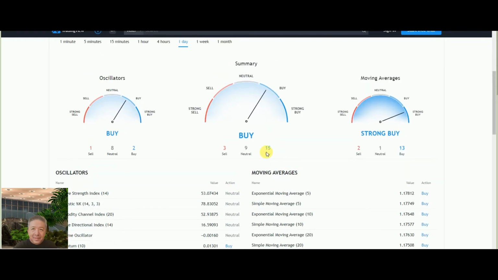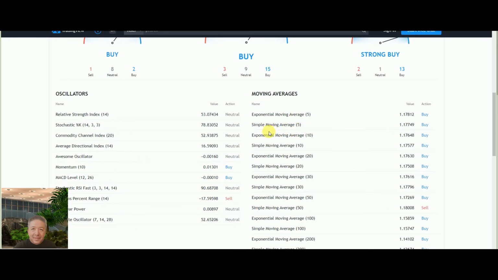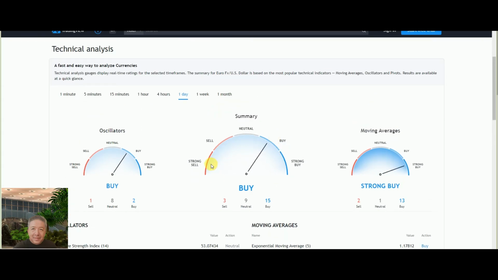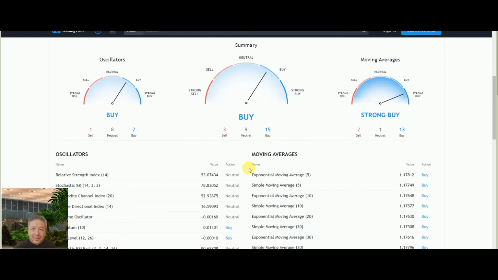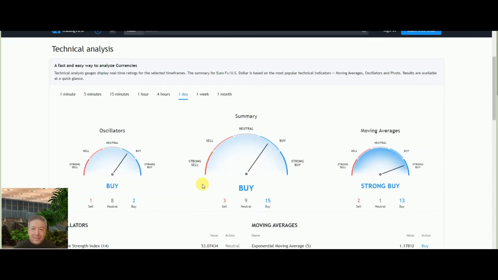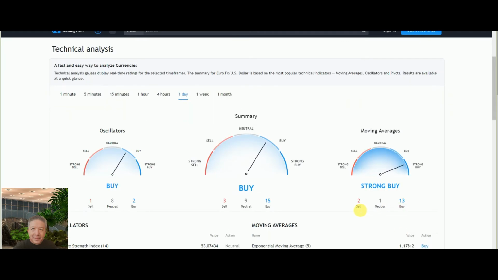Now for moving average, they feature a lot: exponential moving average of the 5, simple moving average. Maybe it's better to see the moving average rather than do it like this. Of course, it's different if you see the chart yourself, but if you are a person who doesn't have a lot of time, then maybe this could be a summary that's good for you. So moving average, there's a strong buy indicator here. We have 13 buys and 2 sells, 1 neutral. And for the summary, it's a buy.